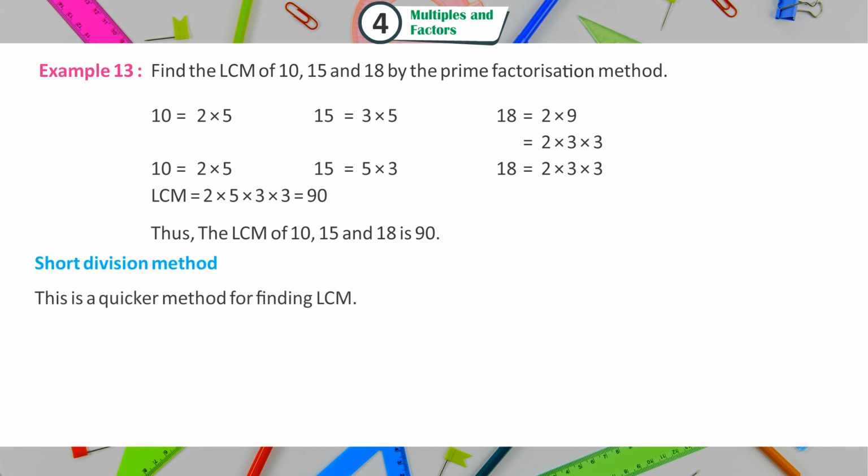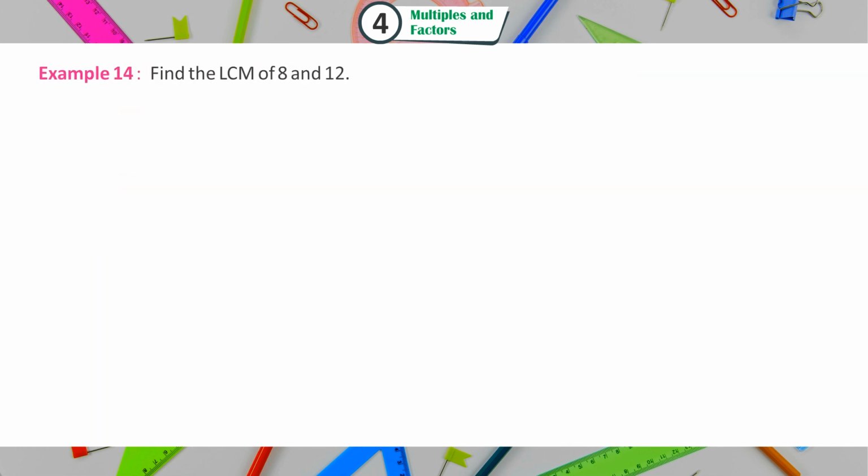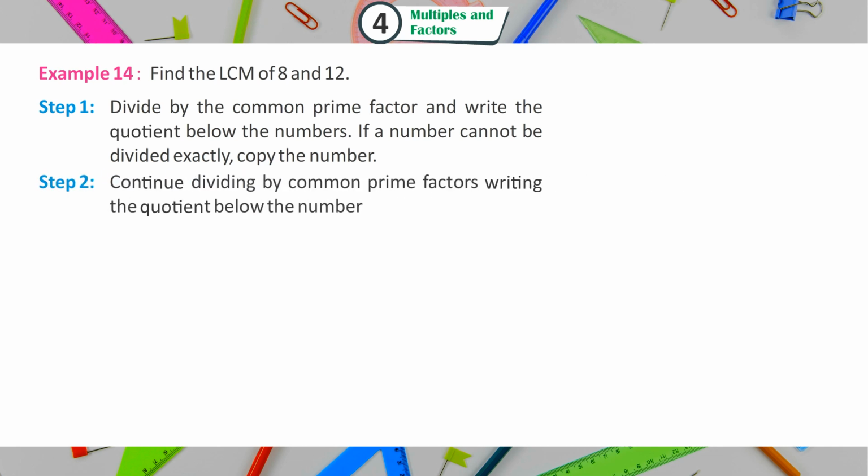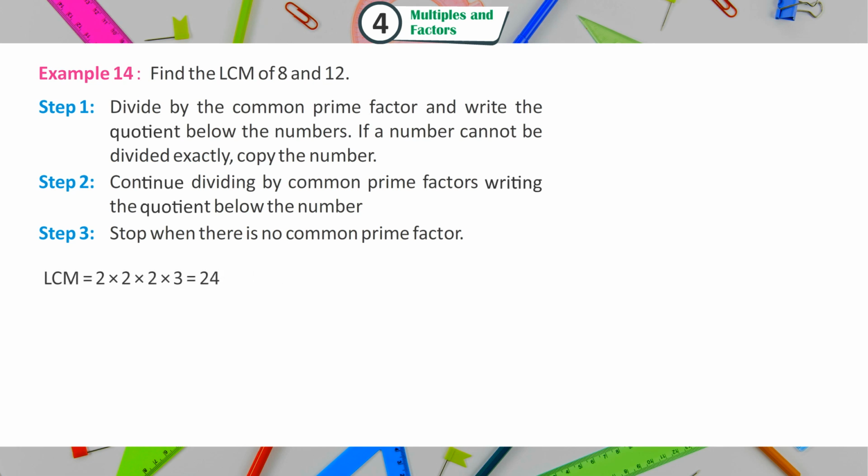Short division method. This is a quicker method for finding LCM. Example 14. Find the LCM of 8 and 12. Step 1. Divide by the common prime factor and write the quotient below the numbers. If a number cannot be divided exactly, copy the number. Step 2. Continue dividing by common prime factors, writing the quotient below the number. Step 3. Stop when there is no common prime factor. LCM is equal to 2 into 2 into 2 into 3, which is equal to 24. Thus, the LCM of 8 and 12 is 24.